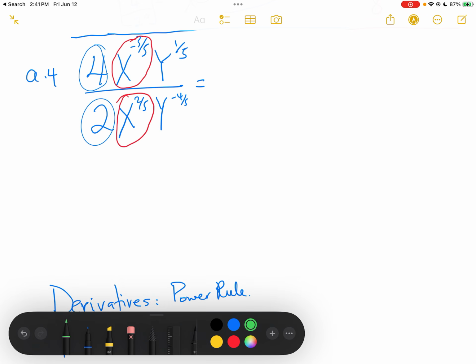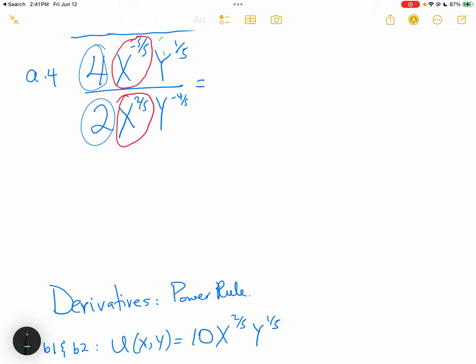And if I use the different color, it will be the y to the power 1 over 5 divided by y to the power minus 4 over 5. You could do that, or you could just do it in one swoop. And what do I mean by that? Well, the 2 goes into the 4 twice, and so all of this will equal 2, and with the x to the power 3 over 5.